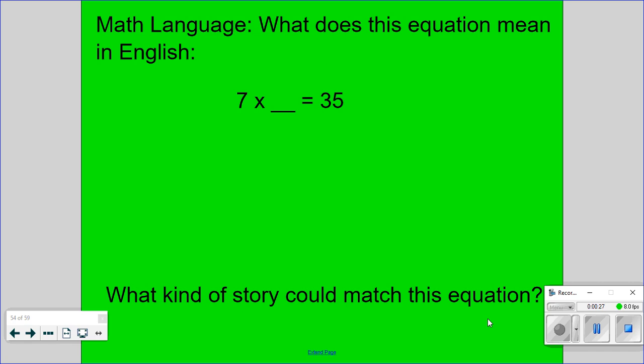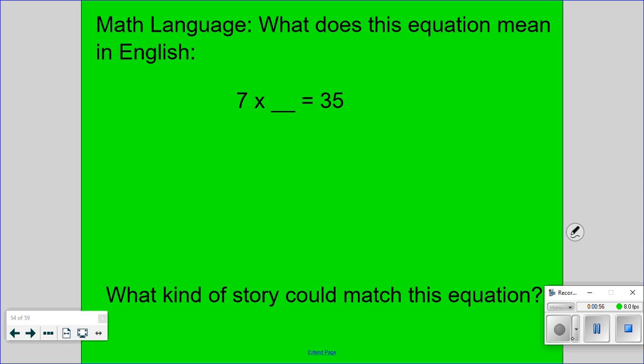And then the equation that we're working with today says 7 times box equals 35. So go ahead and get your title down, get your equation down, and we're going to start talking about what this equation now means. What does this equation mean when I read it in English?